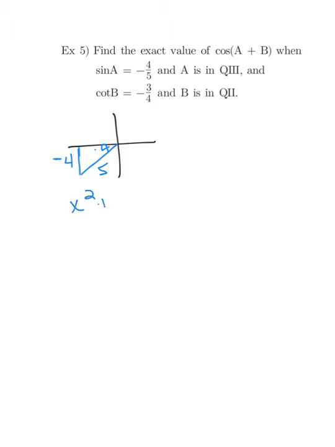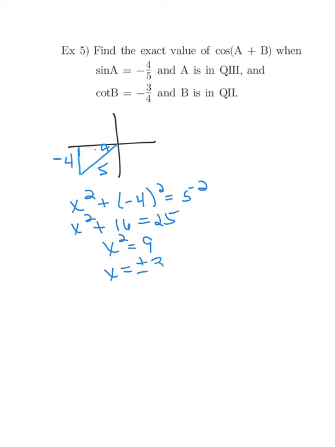x squared plus negative 4 squared equals 5 squared. So we have x squared plus 16 equals 25. You get x squared equals 9. So x has to be plus or minus 3. If we are in the third quadrant, x has to be negative 3.